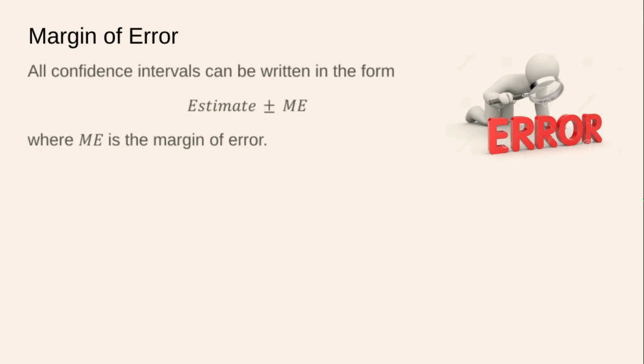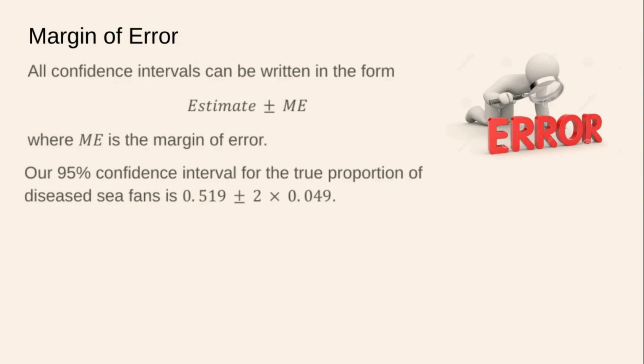Last time, we talked about what confidence intervals are and what they do. Now we're going to be talking about how precisely we make a confidence interval, really the anatomy of a confidence interval. So we need to talk about margin of error. All confidence intervals can be written in the form estimate, that is point estimate, plus or minus ME, that is margin of error.